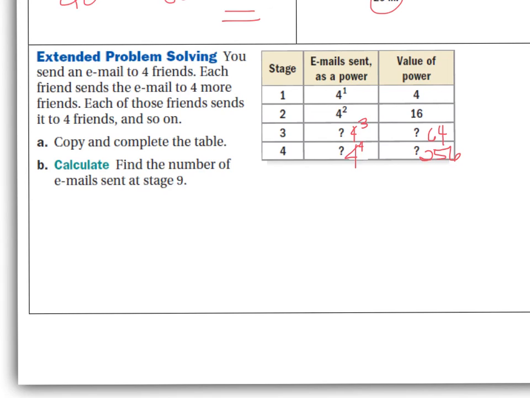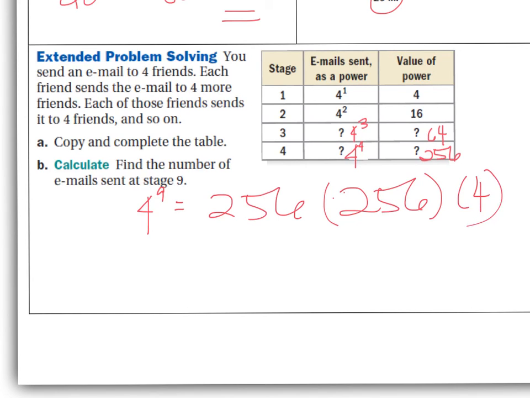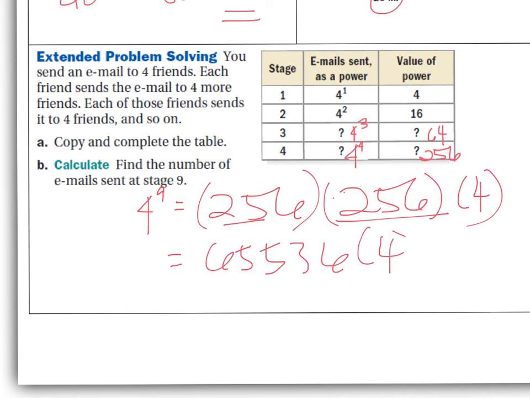Okay, find the number of emails sent at stage 9. So 4 to the 9th power will equal 256 times 256 times another 4. So 256 times 256 will give you 65536, times 4 will give you 262144.